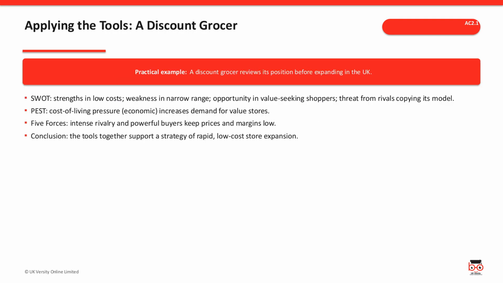Let's put the three to work on one business, a discount grocer weighing up expansion in the UK. A SWOT flags its low costs as a strength and its narrow range as a weakness, with value-seeking shoppers as the opportunity and rivals copying its model as the threat. PESTLE shows the cost of living squeeze driving demand for value stores, while Five Forces confirms that intense rivalry and powerful buyers keep margins tight. Read together, the tools point clearly toward a strategy of rapid, low-cost store expansion, much the path Aldi has actually taken.